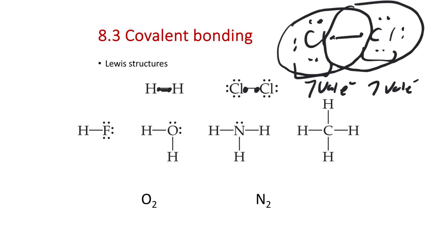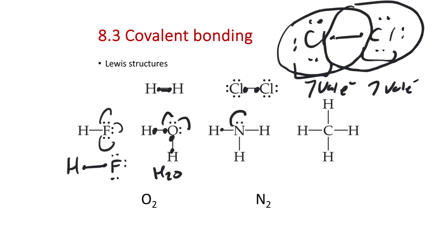And HF does this. Hydrogen fluoride also forms with a single bond. Water: oxygen has 6 valence electrons, which pair up with hydrogen's 1 valence electron. So water forms a stable Lewis structure with 2 single bonds between hydrogen and oxygen, and oxygen has 2 lone pairs of electrons. Fluorine has 3 lone pairs of electrons. Nitrogen ends up with just 1, but it forms 3 bonds.